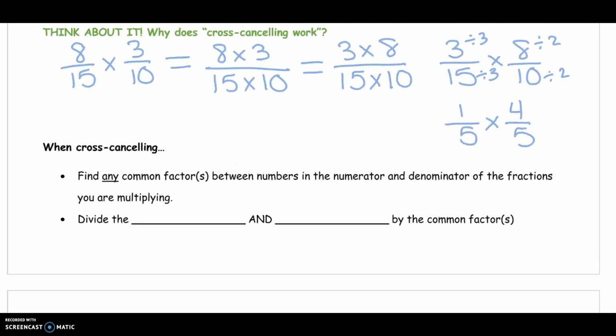So let's fill out the notes. So when you're cross-canceling, find any common factors between numbers in the numerator and denominator of the fractions you are multiplying. The key is that you are taking one number from the numerator and one number from the denominator. It could be the numerator and the denominator right one above the other, or it could be from different fractions. Okay? Then you must divide the numerator and the denominator by that common factor. Okay, now go ahead and try some on your own.